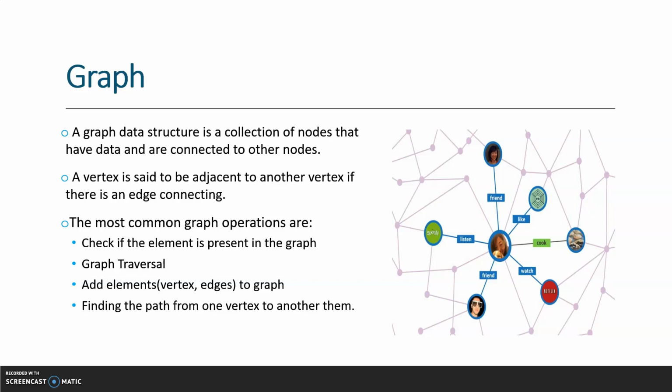So graphs and trees are somewhat similar in their structure. In fact, a tree is derived from the graph data structure. However, there are two important differences between trees and graphs. First, unlike trees, in a graph a node can have many parents. Next, the links between the nodes may have values or weights.